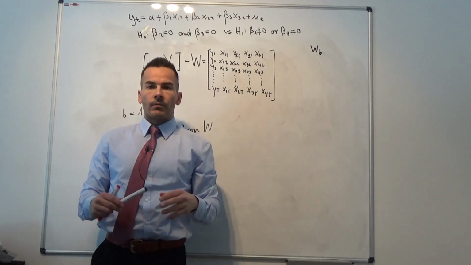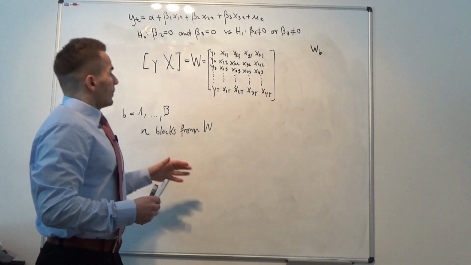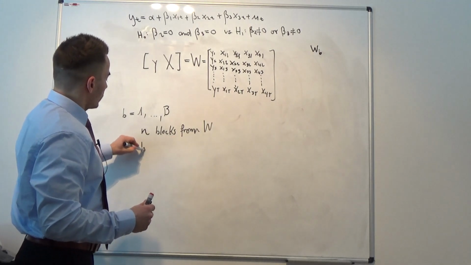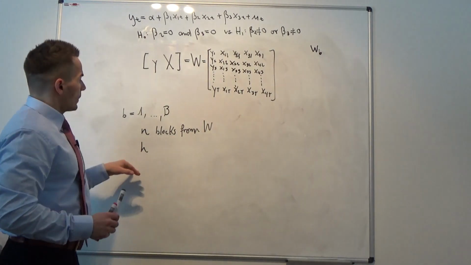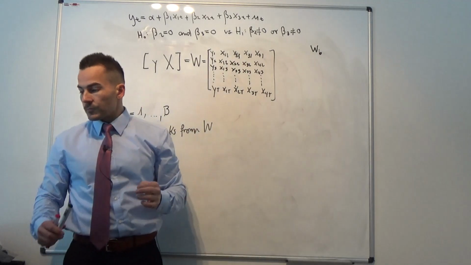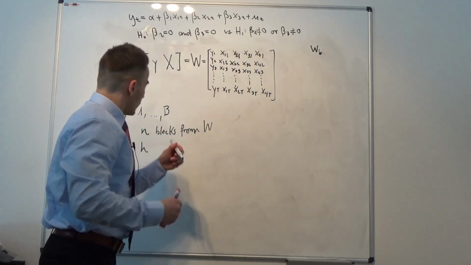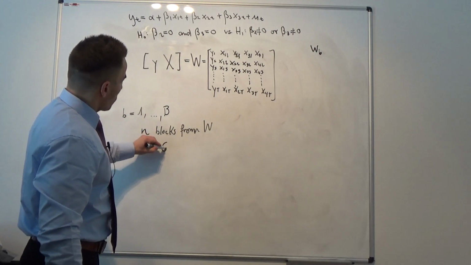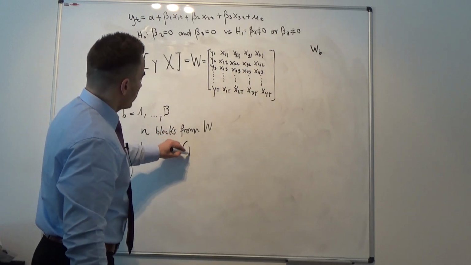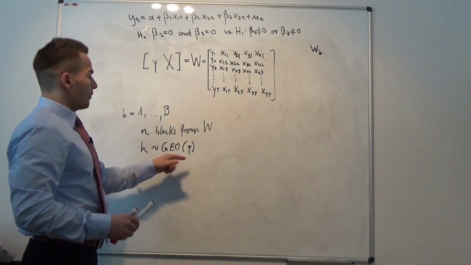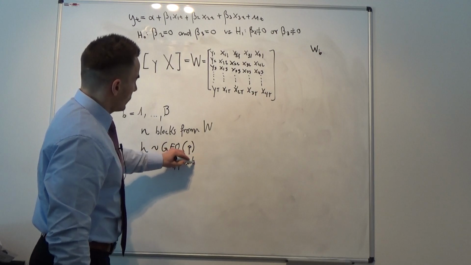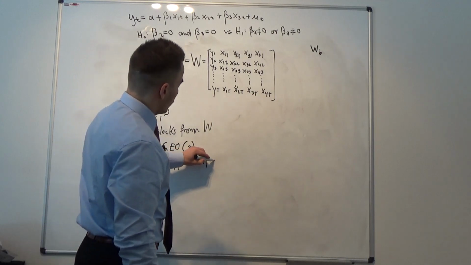The block length of the first block that we draw from W has the length, let's say, h. This block length h is drawn randomly, and it follows a geometric distribution. H follows a geometric distribution, and the geometric distribution is defined by one parameter, P. P is the probability of success.